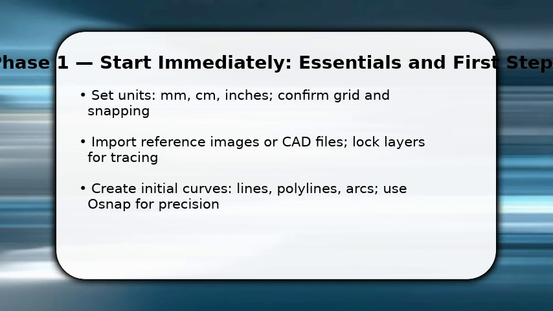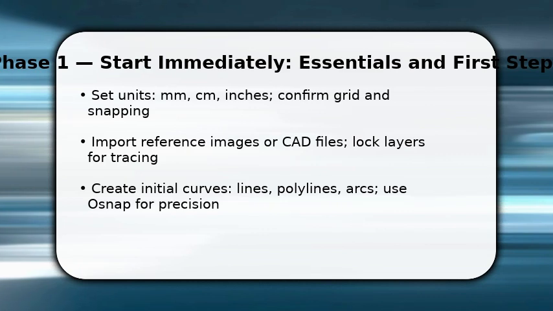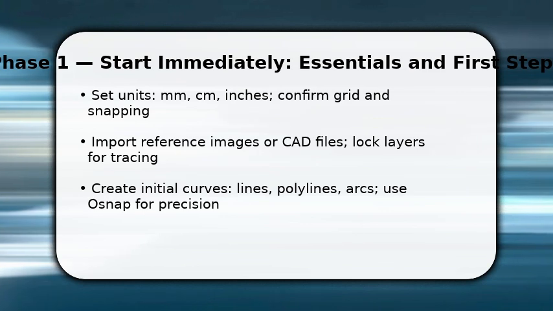Then start drawing the primary curves: lines, polylines, arcs, using OSNAP for exact snaps. These curves form the backbone of your model. Make sure they are clean without overlaps. If something looks off, hide unnecessary layers to focus on just the core geometry before moving on.